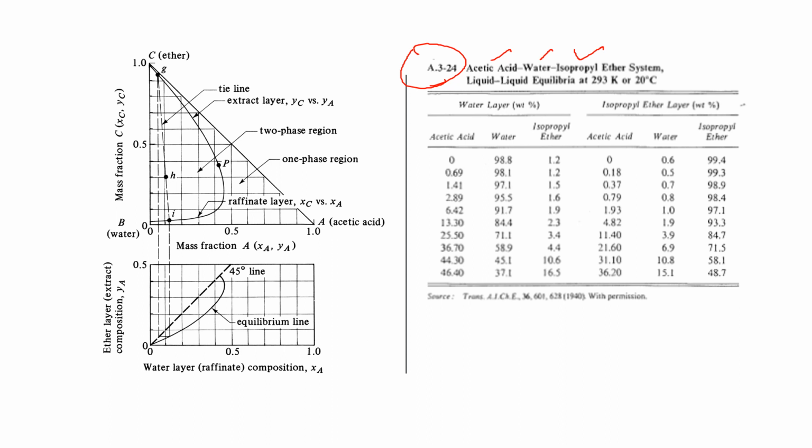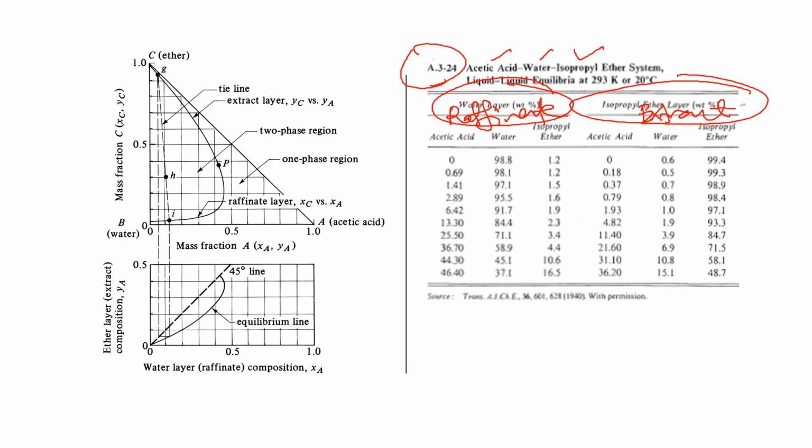Here we can see a water layer and an isopropyl ether layer. So what does it mean? This water layer is actually a raffinate, and the isopropyl ether layer, because isopropyl ether is a solvent, would be the extract layer. These are the compositions of A, B, and C in the raffinate, and the compositions of A, B, and C in the extract.